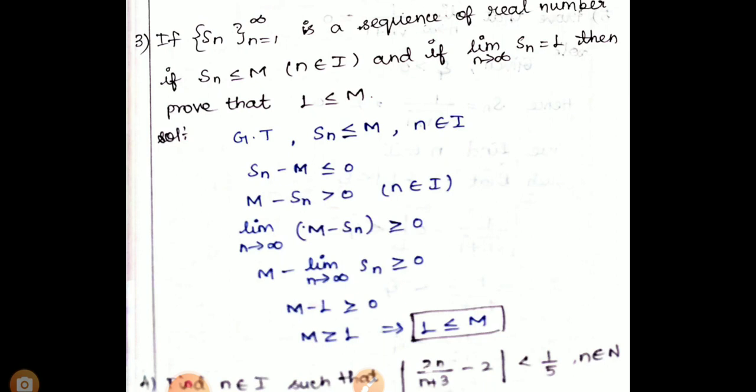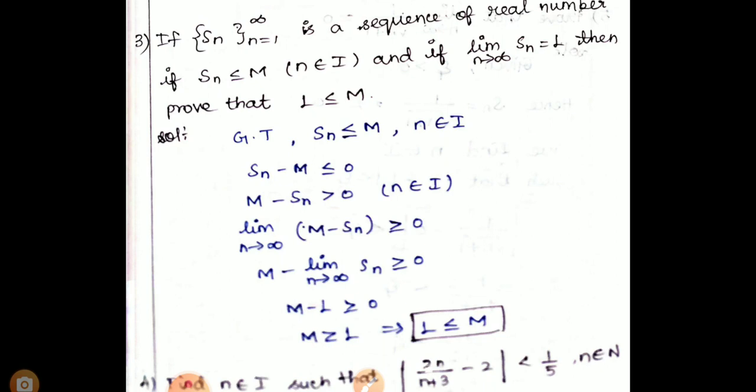Now you can apply the limit. So limit n tends to infinity, M minus Sn is greater than or equal to 0. Here we cannot apply the limit to M, because we have only the M term. So M minus, you can apply the limit to the Sn term. So M minus limit Sn is greater than or equal to 0. Now we know the given condition is limit Sn equals L. So apply L, M minus L is greater than or equal to 0. Now M is greater than or equal to L. That implies that L is less than or equal to M. Hence proved.